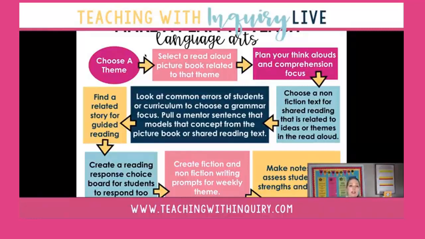So this is my process if I'm sitting down to plan out my week. Come up with a theme, then I pick my read aloud. Then I read through my read aloud and plan out my think alouds and comprehension strategies so that I can model those for students. Then I am choosing a nonfiction text that can pair well with the read aloud that I'm reading. Looking through my students' writing, I can find common errors that they're having and then look through that read aloud and connect it again to that read aloud text.